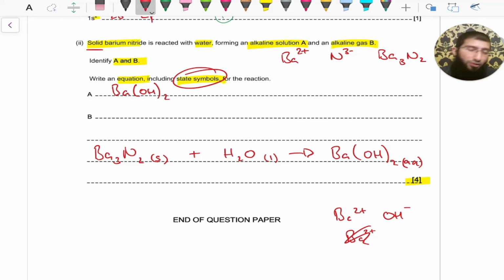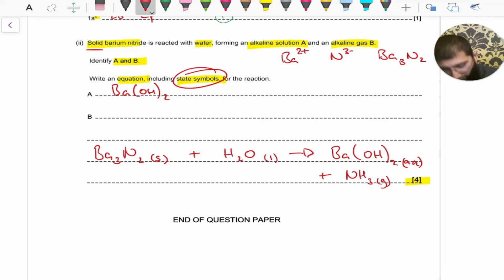Okay, so what's the nitrogen going to do with the water? Well, we're told that this produces an alkaline gas. The only gas that I can think of that's alkaline is ammonium. Oh, sorry, NH3, because ammonium would be an ion. NH3. And that makes sense because the nitrogen in nitride will react with the hydrogen in the water. So we've got NH3. Because it's a gas, we need to show the state symbol g. Okay, now we simply need to balance this equation because it does ask us, oh wait, no it doesn't.